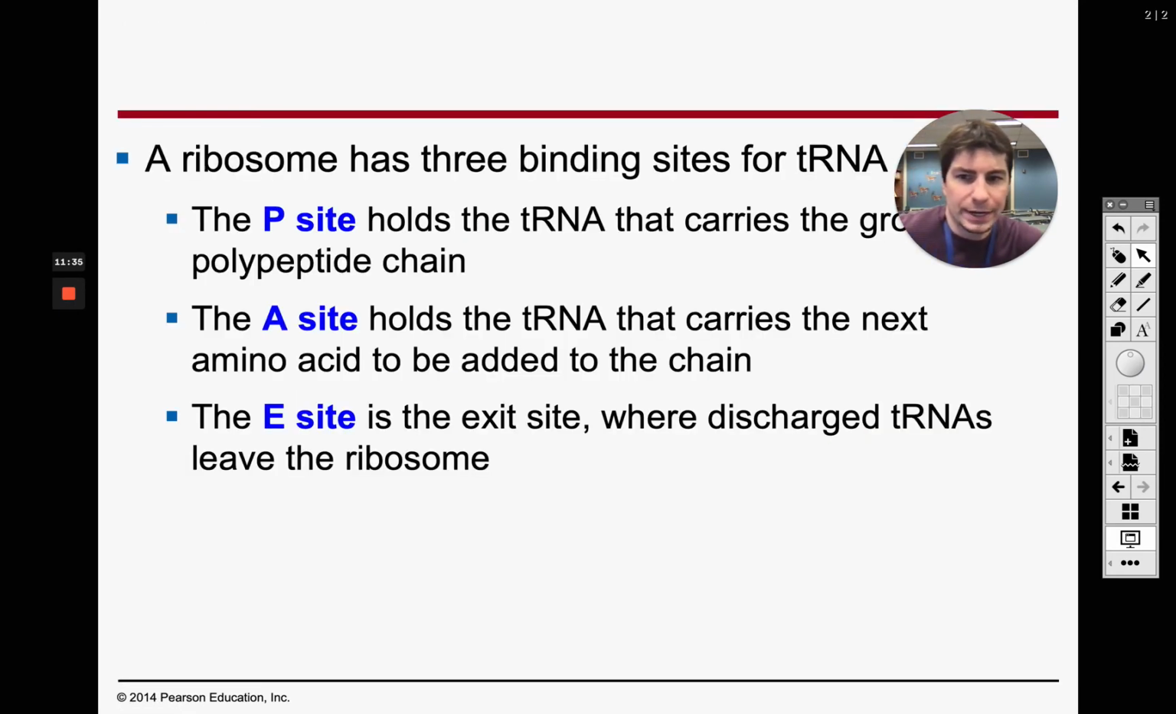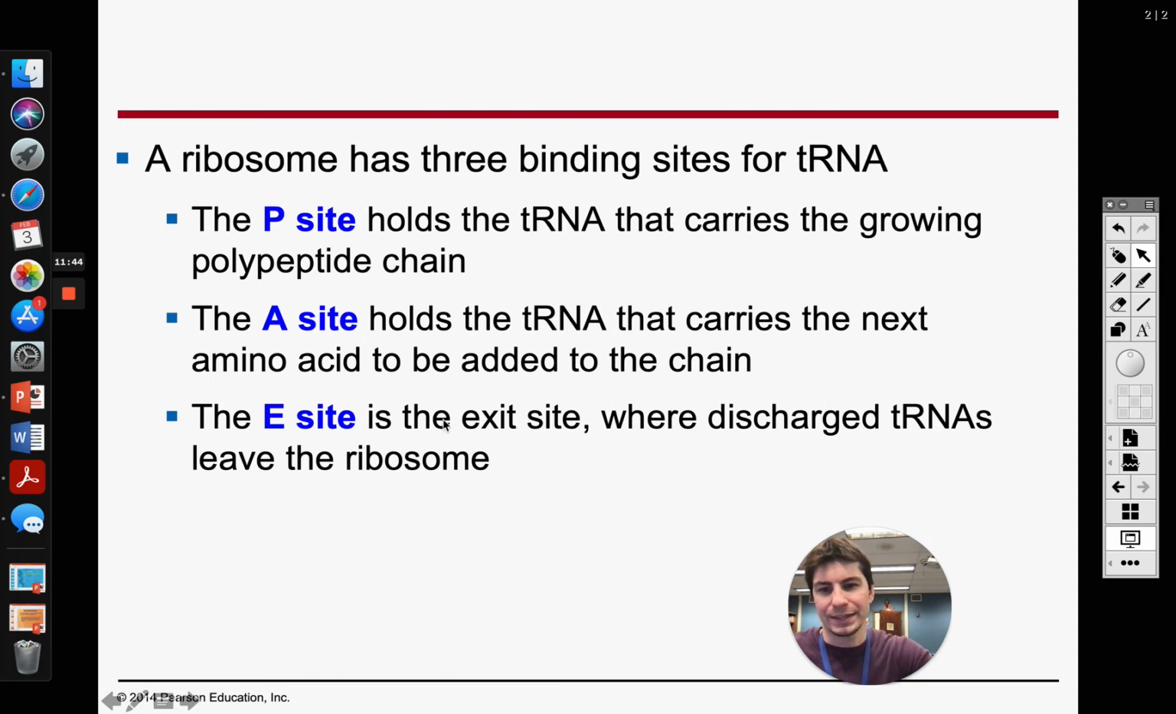So what we're going to do, guys, is go over the sites. The book presents them P, A, and E. I don't know why they do it, but let's start with the A. The A is going to be our first step in our translation process on the ribosome, and it's going to make sure that the correct anticodon matches the codon.